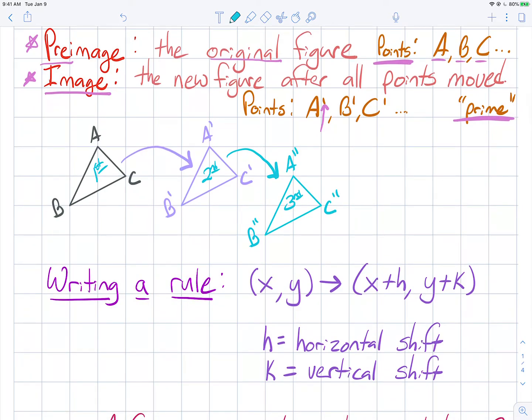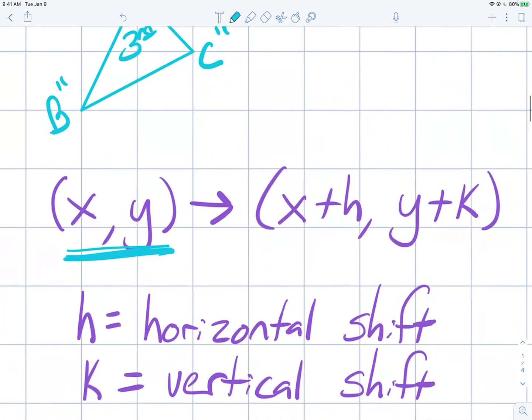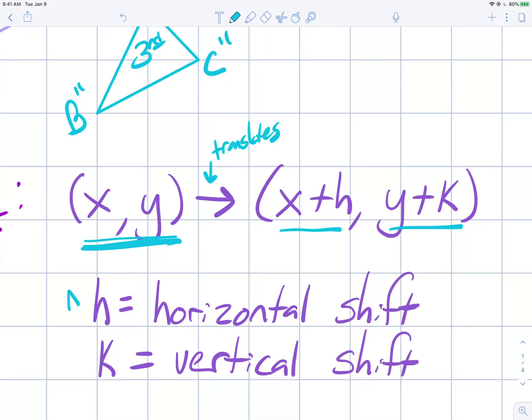Now, when you write a rule, because we are going to be doing things in a coordinate plane, if I were to name a point, it'd be x comma y. Now, if I want to describe a movement in which they've moved either left or right, I use this notation. (x, y) translates to (x plus h, y plus k). The h is your horizontal shift, so this is going to be your left or right. And the k is your vertical shift, so this is going to be the up or down movement.